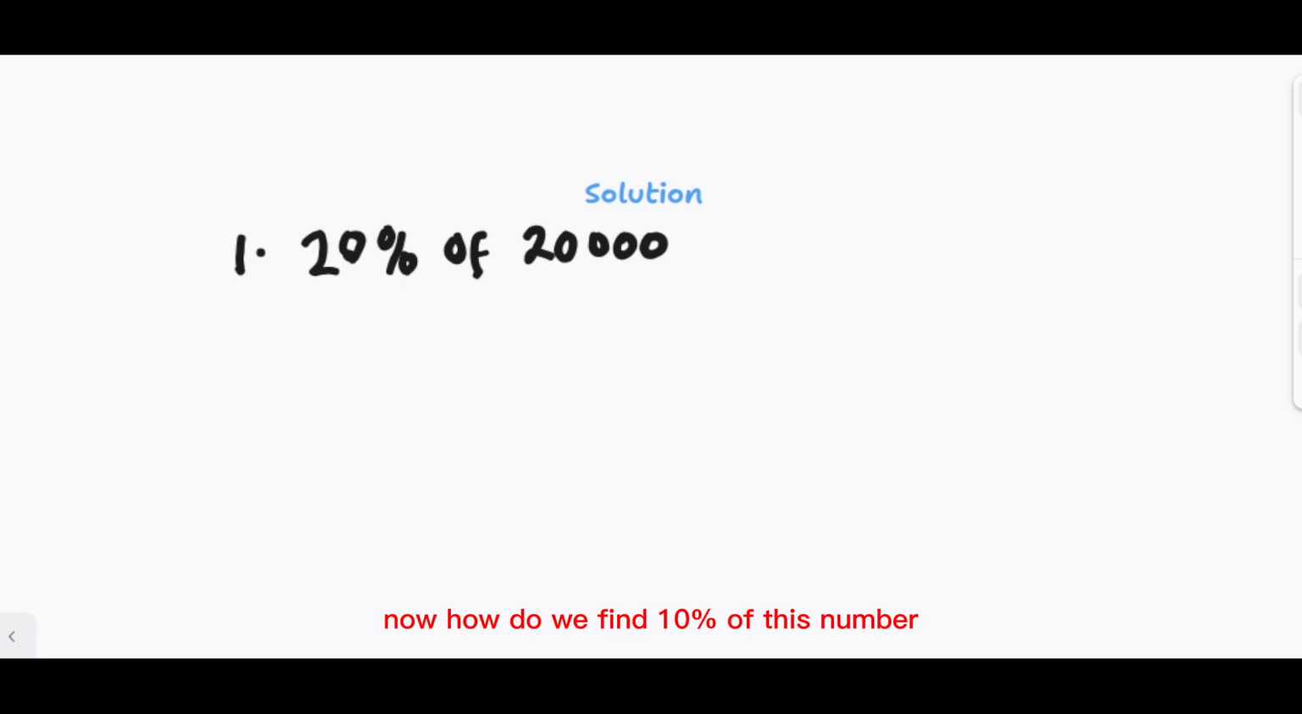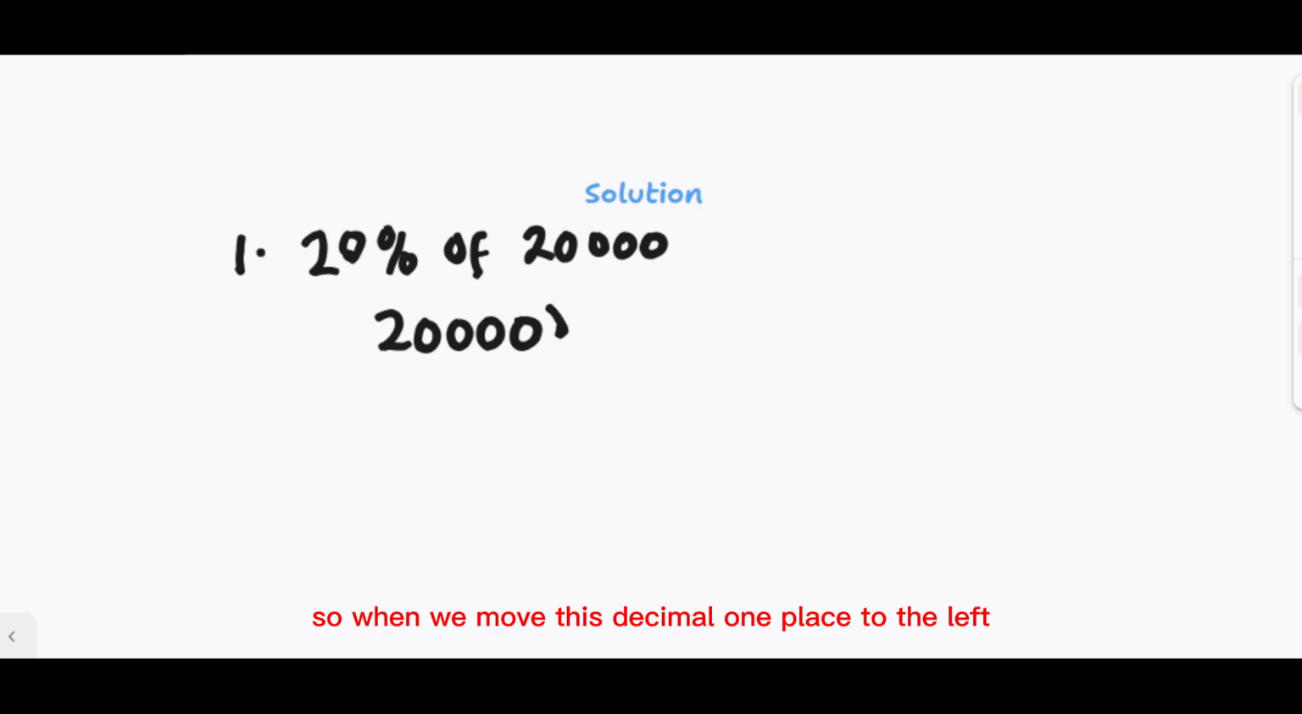Now how do we find 10% of this number? 10% of this number is simply moving the decimal one place to the left. So we pick 20,000, and since it's a whole number, the decimal point is at the end. So when we move this decimal one place to the left, we are left with what? 2,000 naira. Now that is 10%.